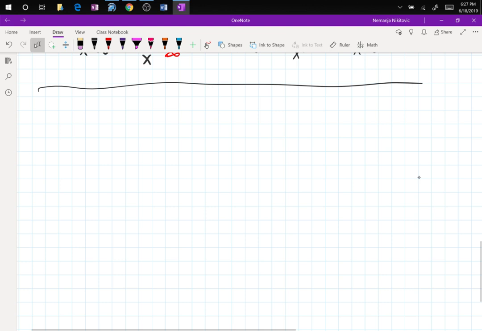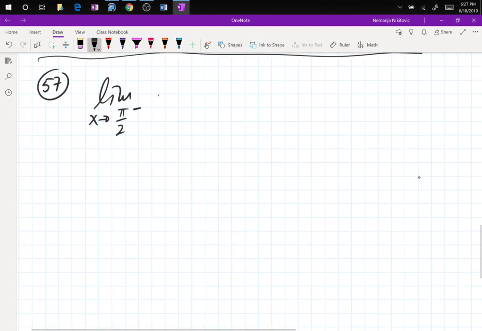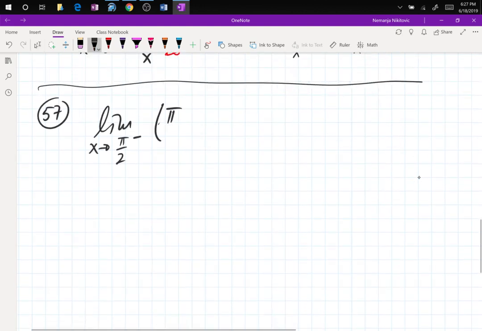I know you like secant x a lot, so let's do that. Problem 57. Limit as x approaches pi over 2 minus, so that's from the left, of the quantity pi over 2 minus x, times secant x. So that's our problem.